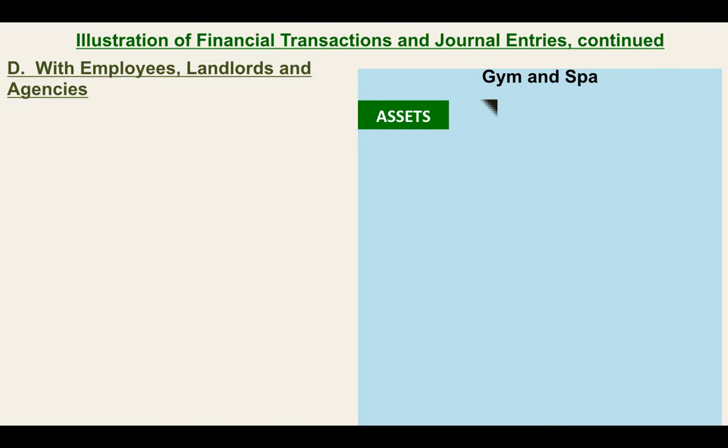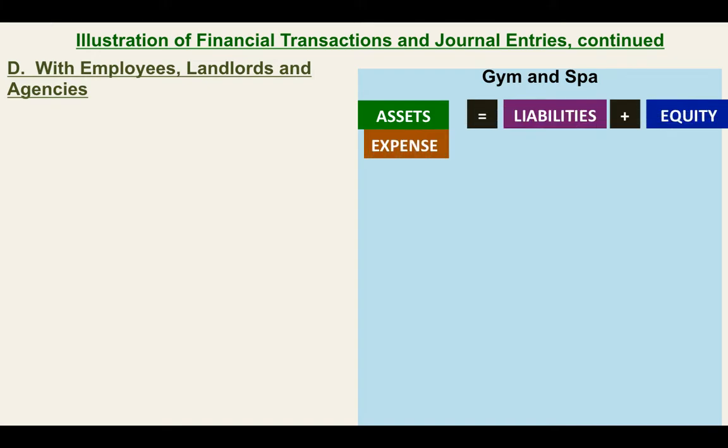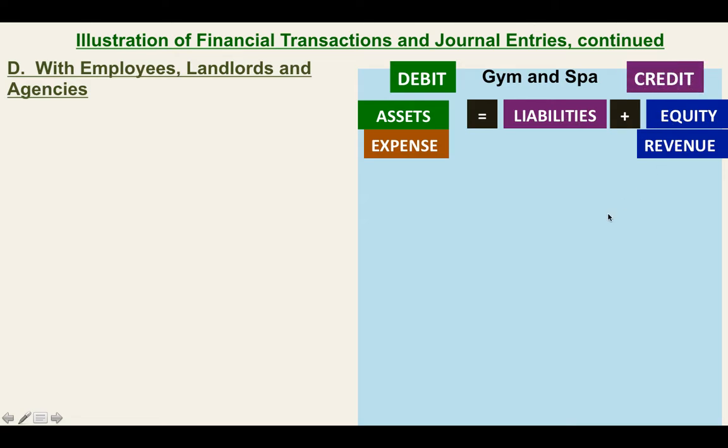With employees, landlords, and agencies, this is our business, the accounting equation of our business. Please note that as I have said, most of the transactions with regards to employees, landlords, and agencies deal with expense. So you will note here that there is an expense account. Assets and expense are both debit. Liabilities, equity, revenues, we have learned are all credit.